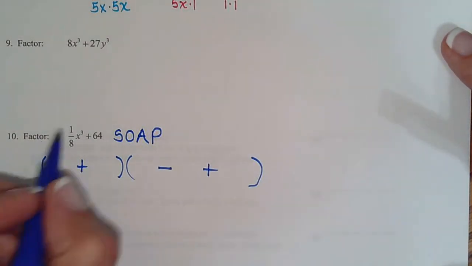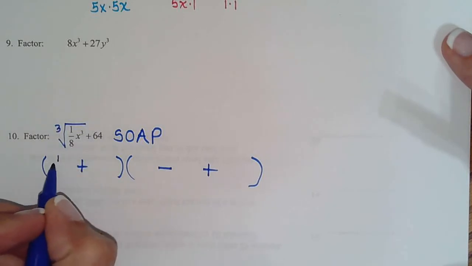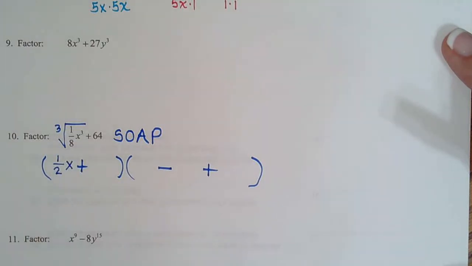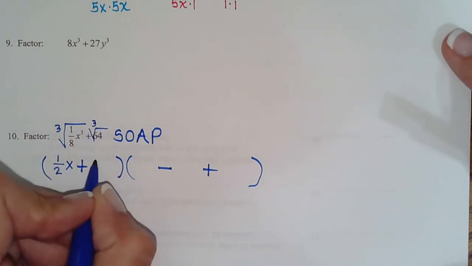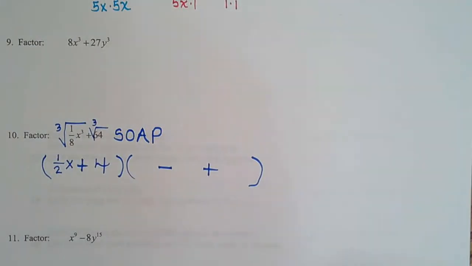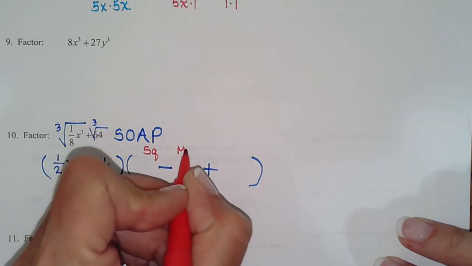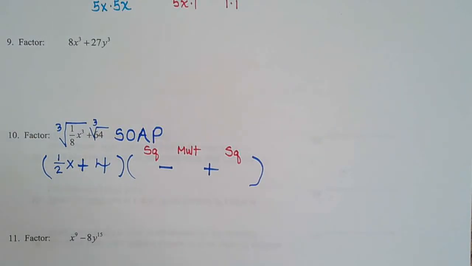Next, we do cube roots. So cube root of 1 is 1, cube root of 8 is 2, cube root of x cubed is x, cube root of 64, 4 times 4 times 4, so it's 4. Then you put your little guidelines here on the side: square, multiply, square. I usually just write SMS, but I'm writing it out now just so we have a little better guideline.